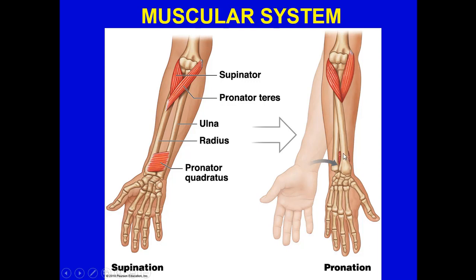What happens? You're going to bring the radius over on top of, or superior to, the ulna. Notice how these muscles had to contract and they would pull in such a way, but mind you, nothing changes here at the elbow. Okay?